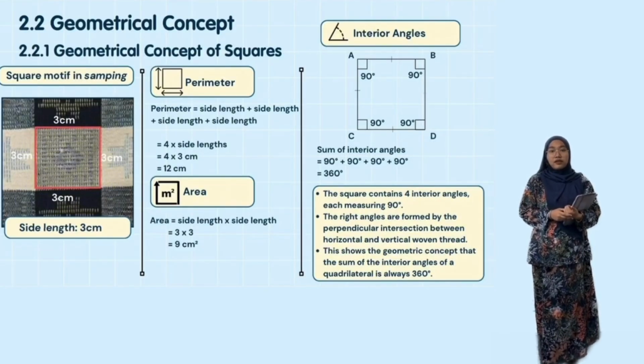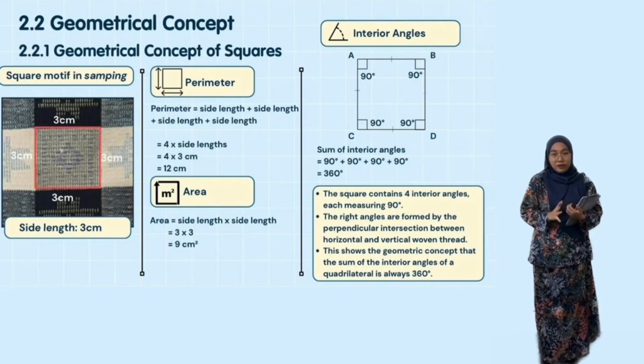The square has a side length of 3 cm. Using the perimeter formula, which is 4 times the side length, we get 12 centimeters. This means that if we trace along the outer boundary of the square motif, the total distance traveled is 12 centimeters. This demonstrates the concept of perimeter, which measures the total length around a two-dimensional shape.